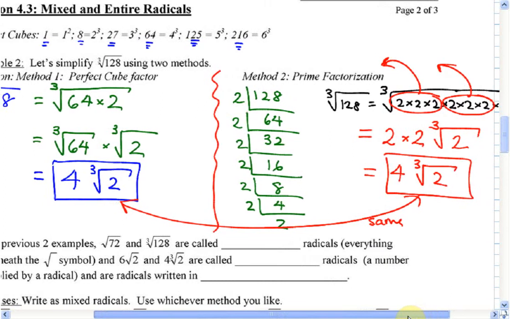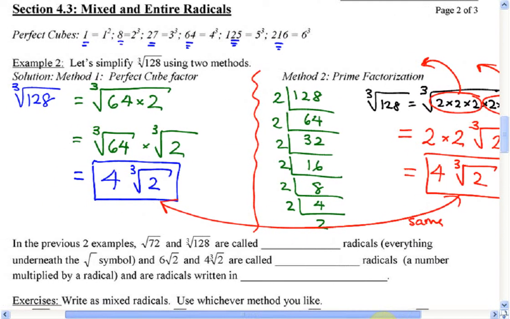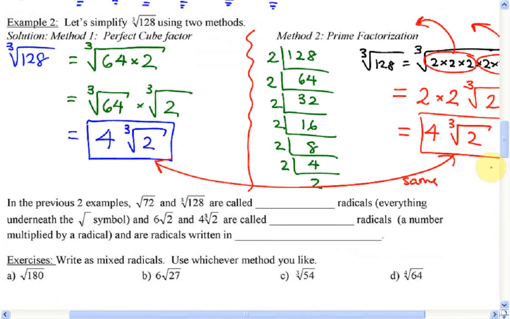But before I give you some practice, let me just complete this little blurb underneath. It says in the previous two examples, the root 72 and the cube root 128 have special names. They are called entire radicals because everything is underneath that square root symbol. Whereas when I asked you to simplify and I got a number times the square root symbol, these are called mixed radicals. And mixed radicals are always written in what we call simplest form. Simplest. S-I-M-P-L-I-E-S-T.